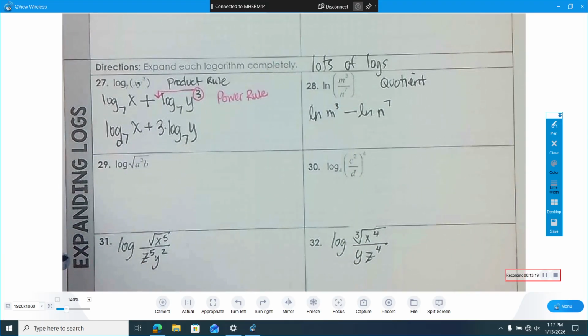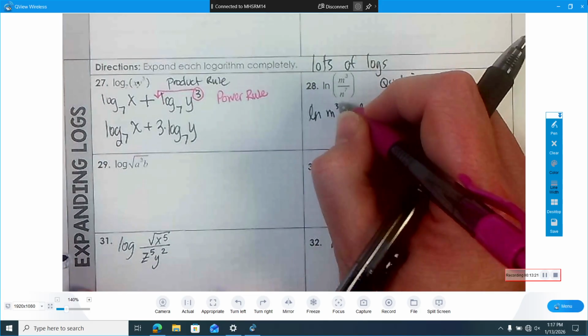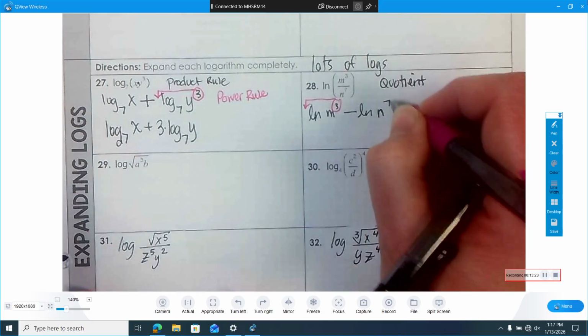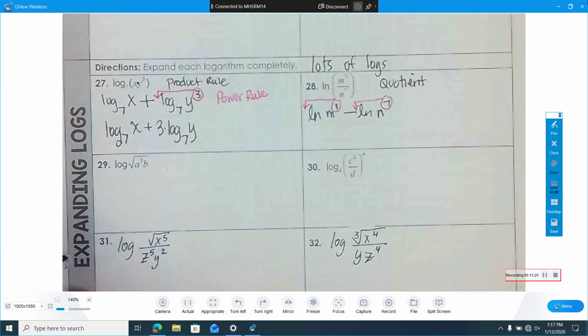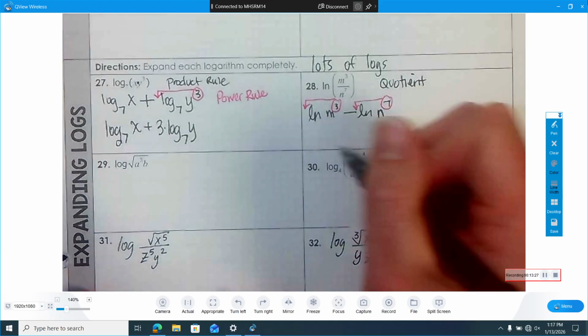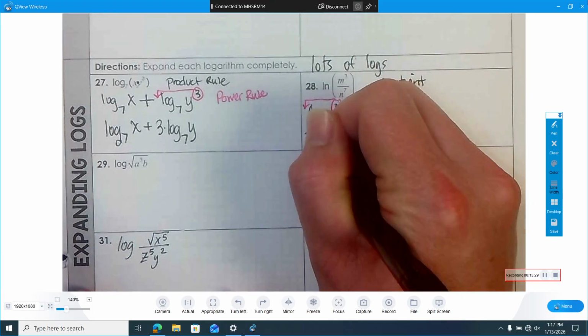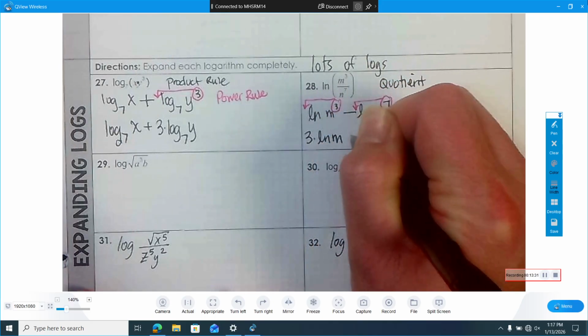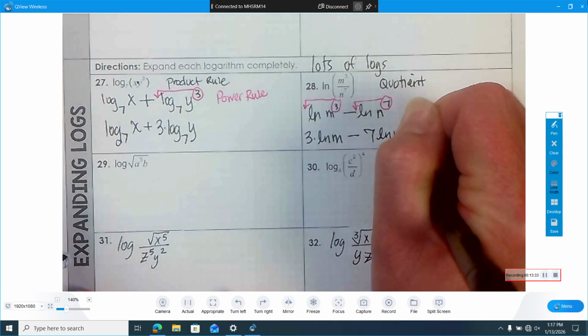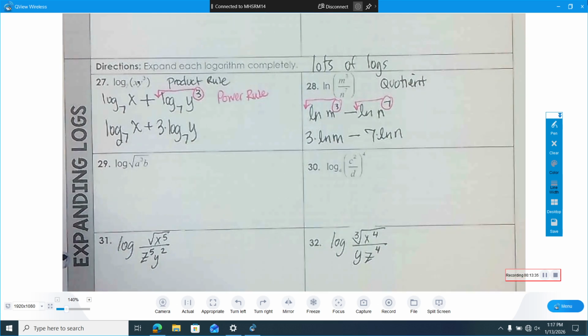And then what should we do? Drop your powers. Yeah, power play here. Drop those powers right down in front. And what would you get then? 3 times ln m minus 7 times ln n. Good. All right. So 3 times the natural log m minus 7 times the natural log n.